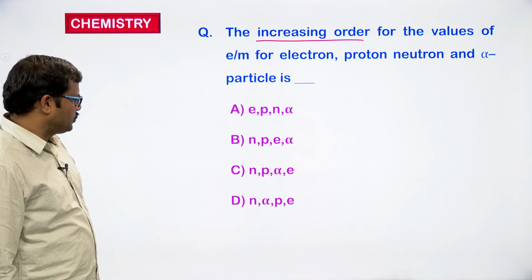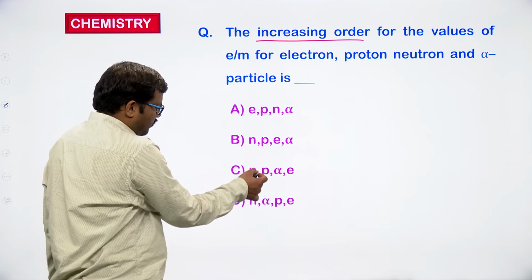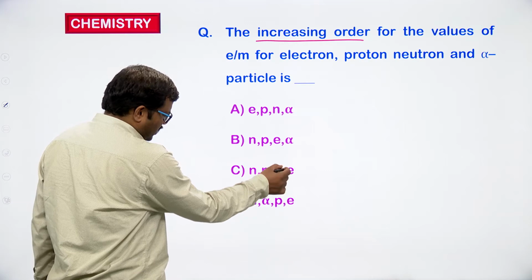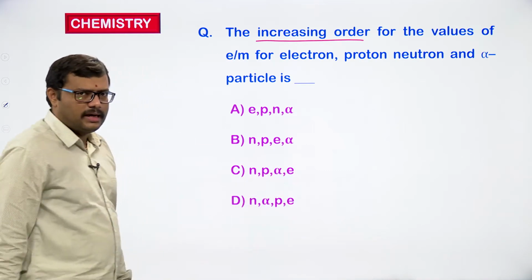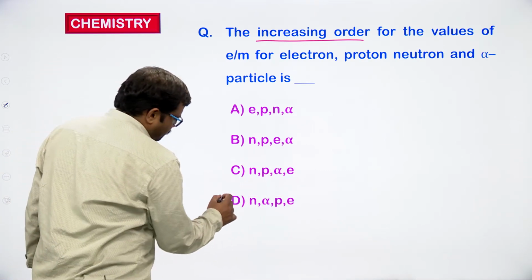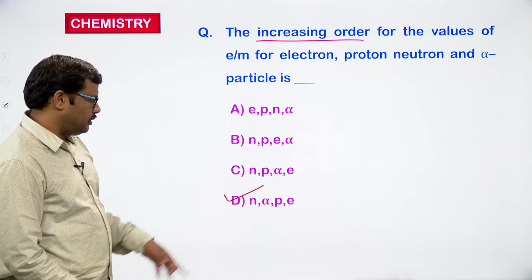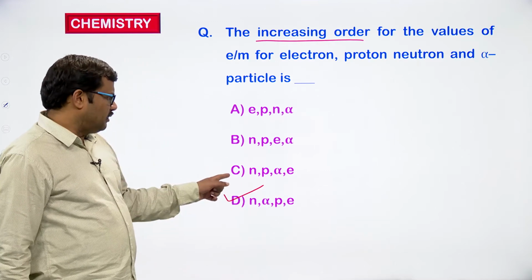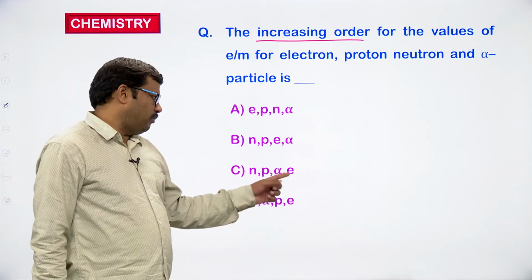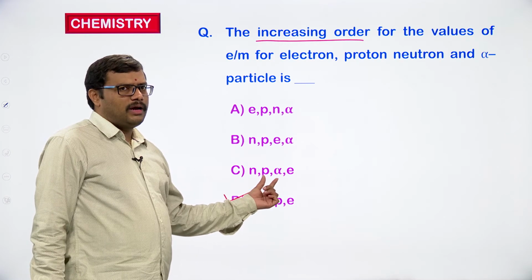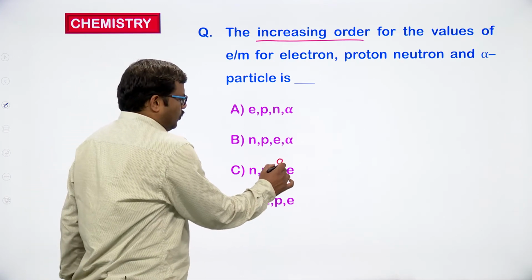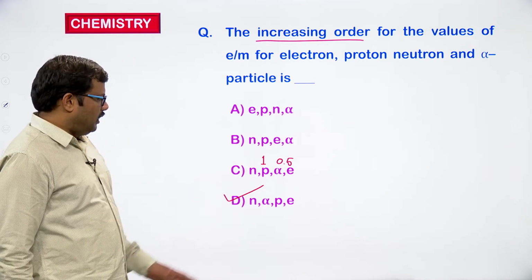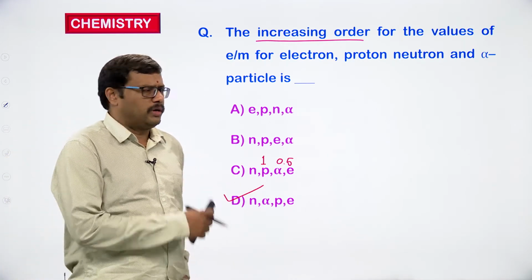It should start with the neutron, so 3 options start with the neutron. It should end with electron, so only 2 options start with neutron and end with electron. If you observe here, option D is correct: neutron, alpha particle, proton and electron. In the case of option C, it starts with the neutron and ends with the electron, but in between the proton and alpha particle values are swapped. Alpha is only 0.5, whereas proton is 1, so that is not the correct order. Therefore option D is the correct option for this question.